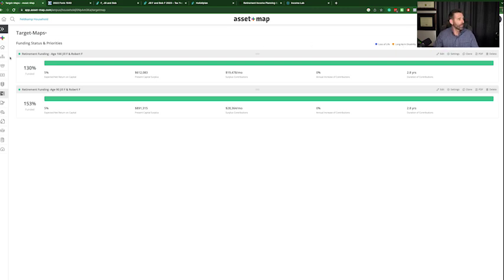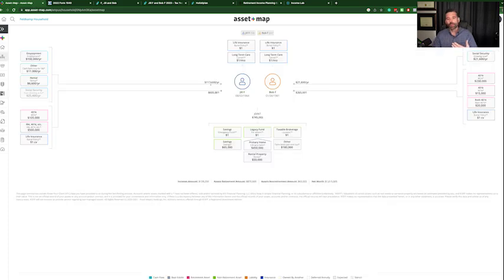And hopefully you remember this from before. We had their asset map all set up here. The asset map is going to have all of their assets, their income, and really their whole financial picture on one page here. And again, this is something we'll do for you for no cost if you schedule an initial consultation. I'll be happy to do this with you.